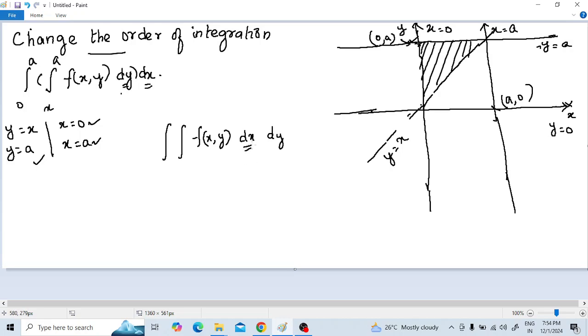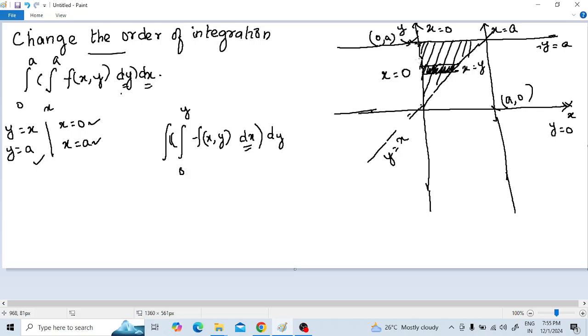So here we need to find out the limit for x. So draw a line parallel to x axis, right? So here the lower limit will be x equal to 0. This is the lower limit, and it touches the x equal to y line. So it varies from 0 to y. The horizontal strip will be 0 to y.